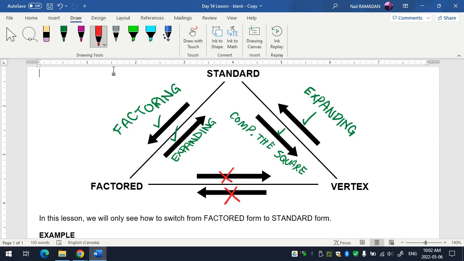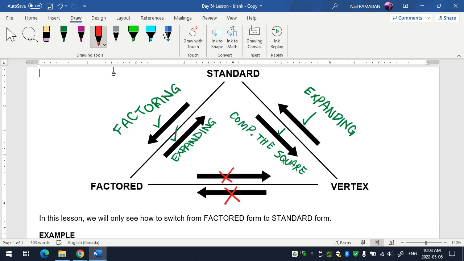And if you want to go from factored all the way back to vertex, you have to go this way, which means you have to what? Expand it and then do the what? Which I cannot ask you to do. So that means in this course, I can never ask you to go from factored to standard, because half of the way you are not responsible for.